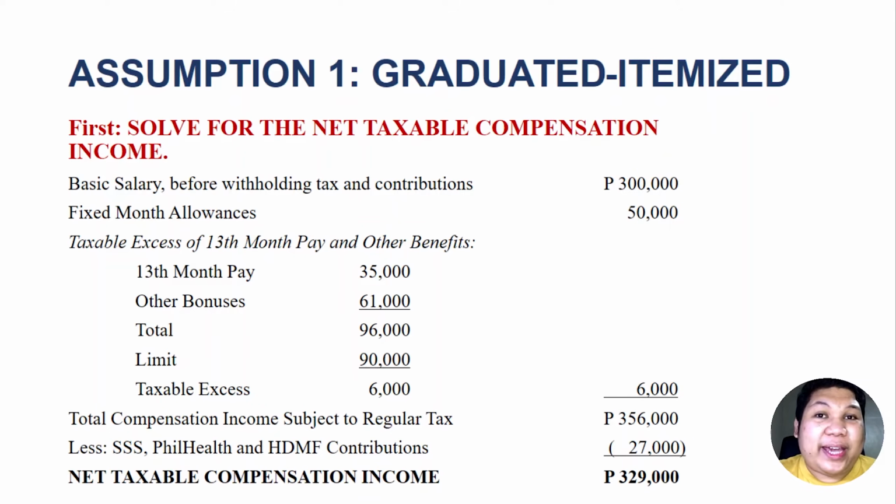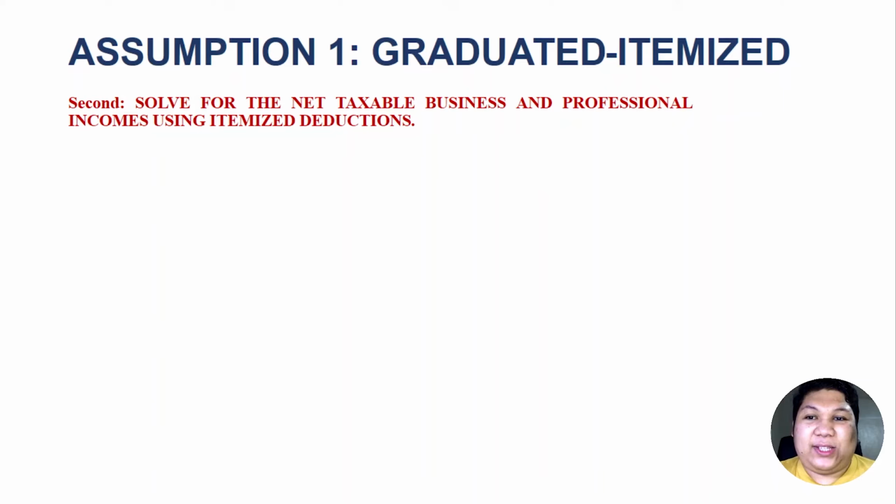But before we can compute the income tax due, we will have first to solve for the net taxable business and professional income, because again, in the first assumption, both compensation incomes, business and professional incomes are subject to one tax regime, and that is the graduated rates. Our second step is to solve for the net taxable business and professional incomes using the itemized deductions.